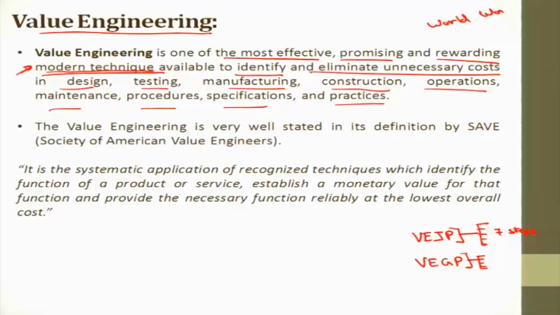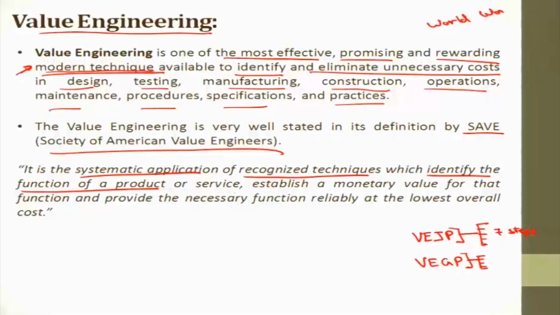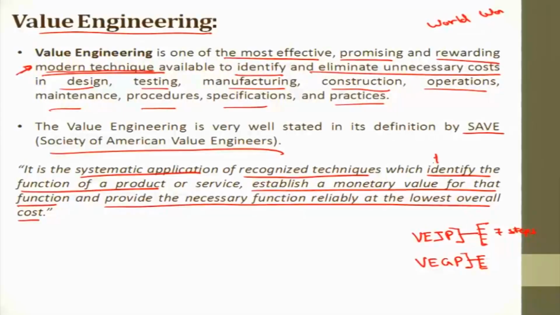Let us see the definition of value engineering that is given by the Society of American Value Engineers. They say it is the systematic application of recognized techniques which identify the function of a product or a service, establish a monetary value for that function, and provide the necessary function reliably at the lowest overall cost. Number 1, identify the function. Number 2, establish the monetary value. Number 3, provide the necessary function. If they say necessary function, there might be some functions which are unnecessary. So, these unnecessary functions are eliminated.